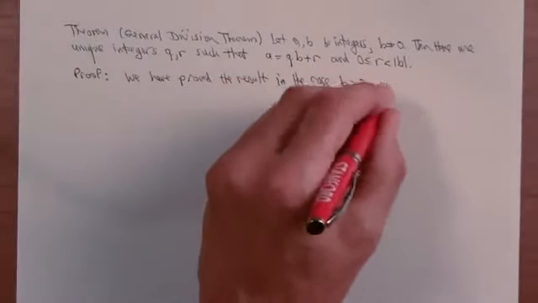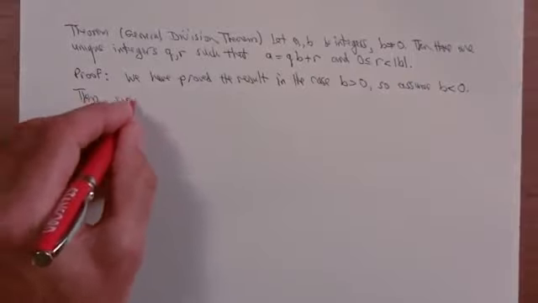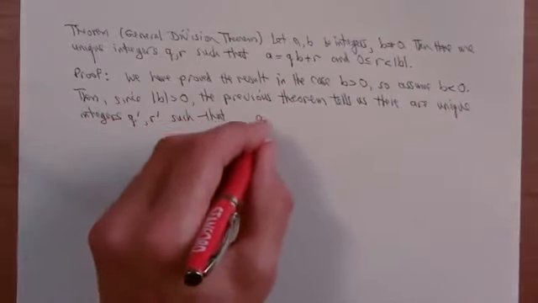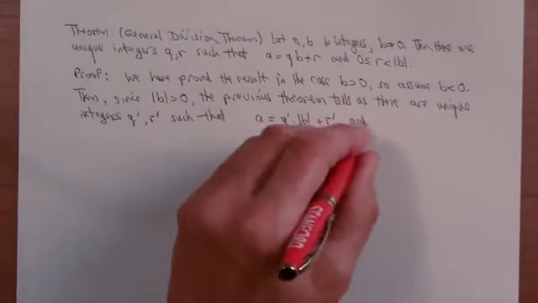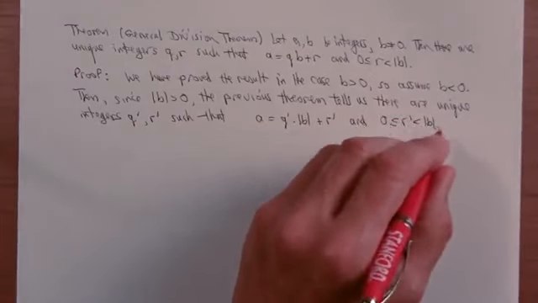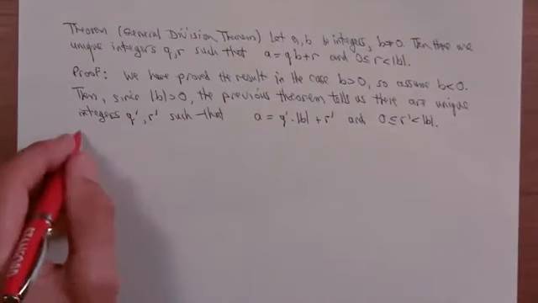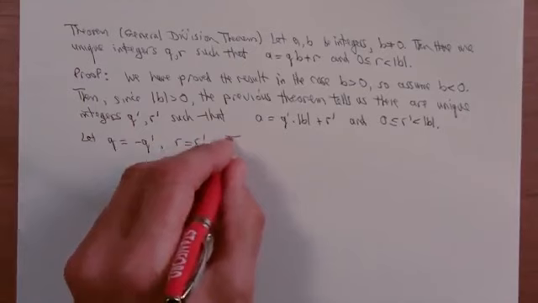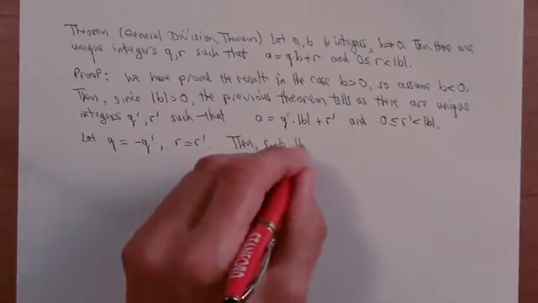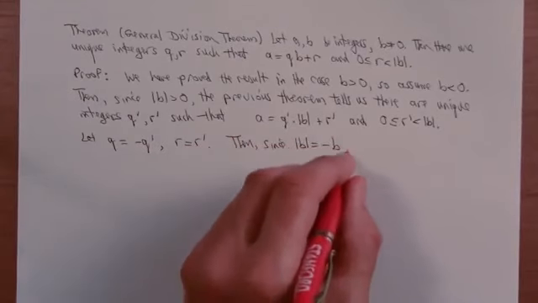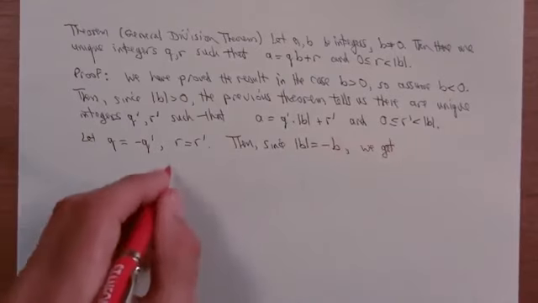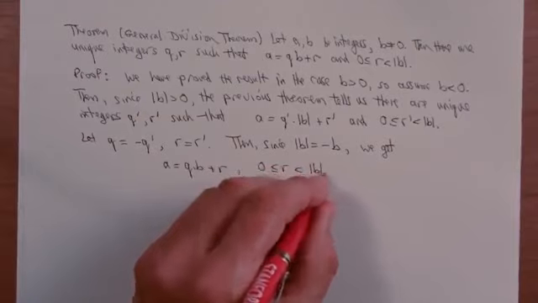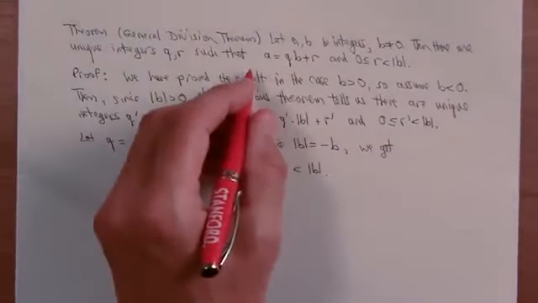Since the absolute value of b is greater than 0, the previous theorem tells us there are unique integers q prime and r prime such that a equals q prime times the absolute value of b plus r prime, and 0 less than or equal to r prime less than the absolute value of b. Well, now we simply let q equal negative q prime and r equal r prime. Then, since the absolute value of b in this case, with b negative, is negative b, we get a is qb plus r, 0 less than or equal to r less than the absolute value of b, and that's this theorem. So we simply threw it back to the previous result.